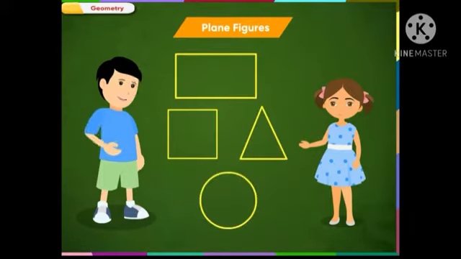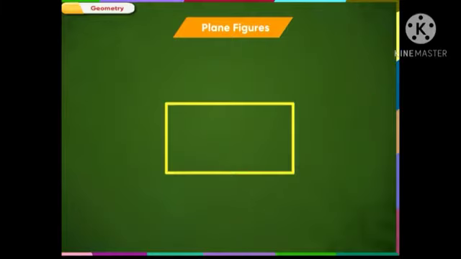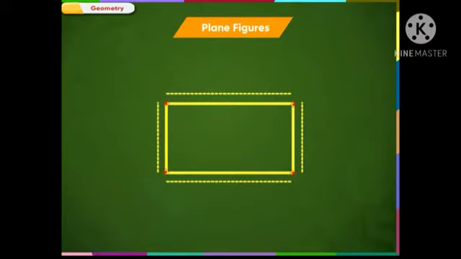Rectangles, squares, triangles, circles are all closed figures. Rectangle. A rectangle has four sides or edges. It has four corners or vertices. Its opposite sides are equal and parallel.